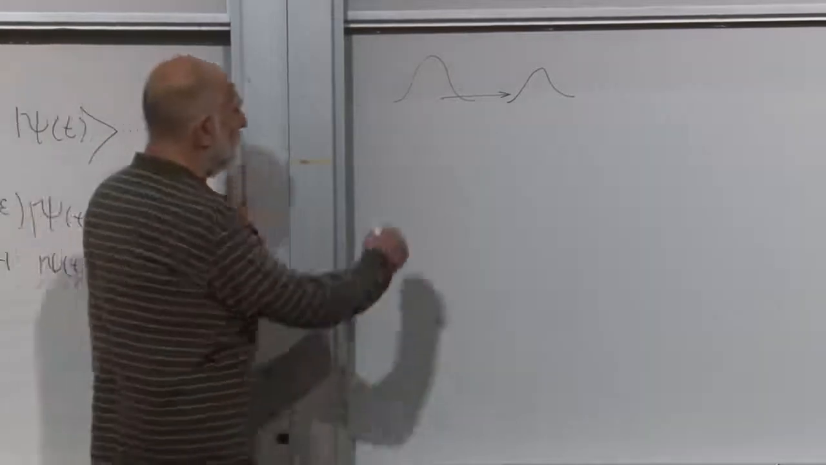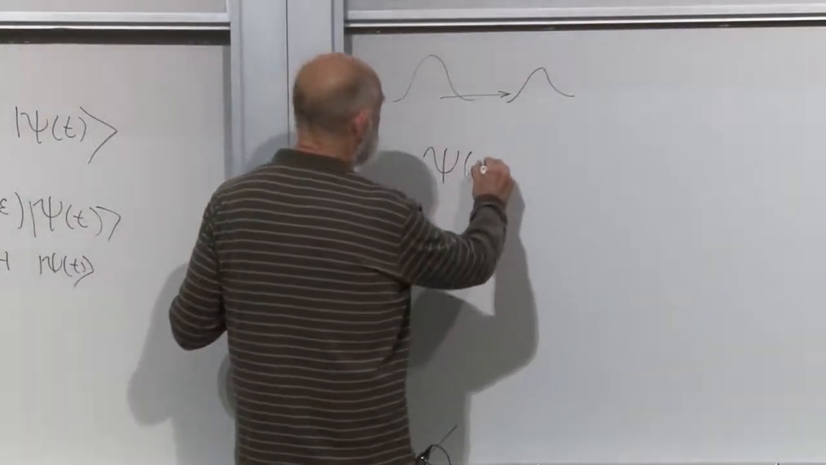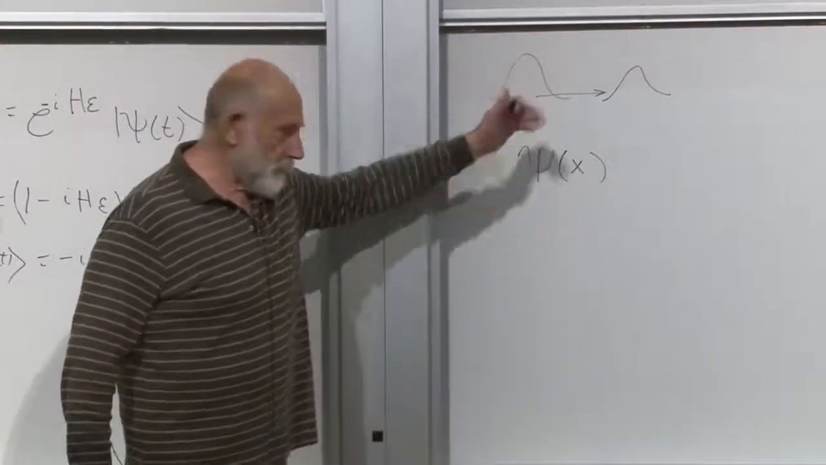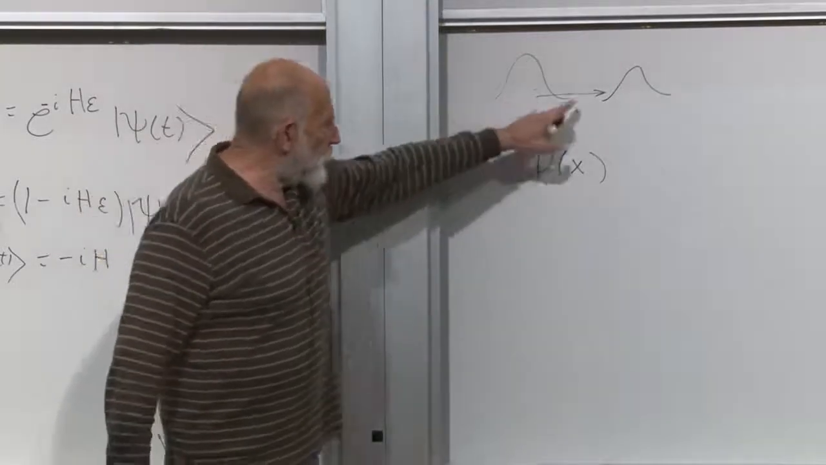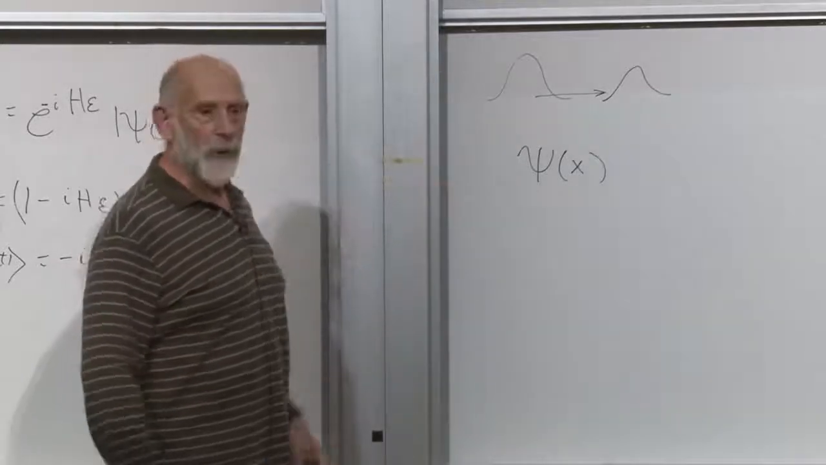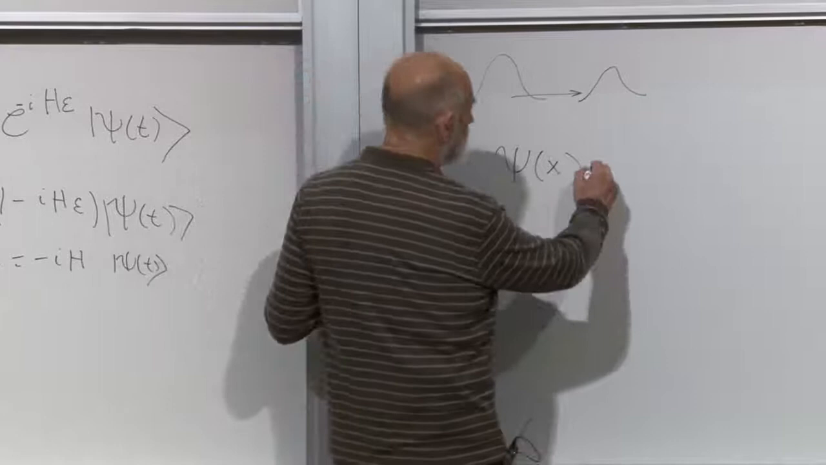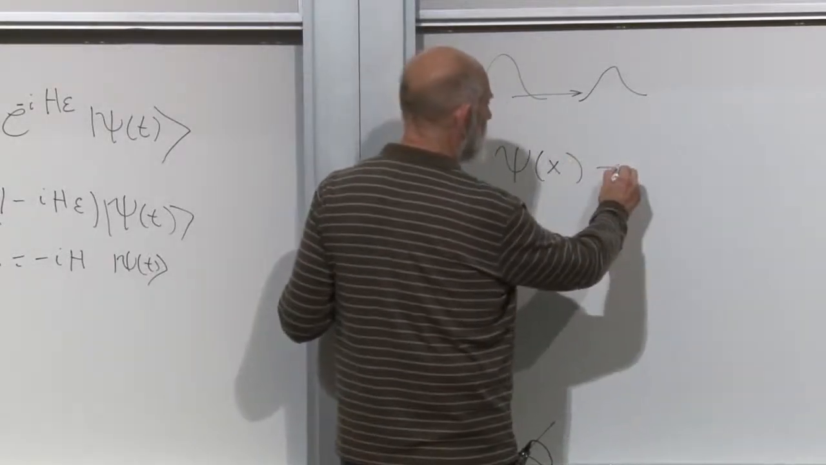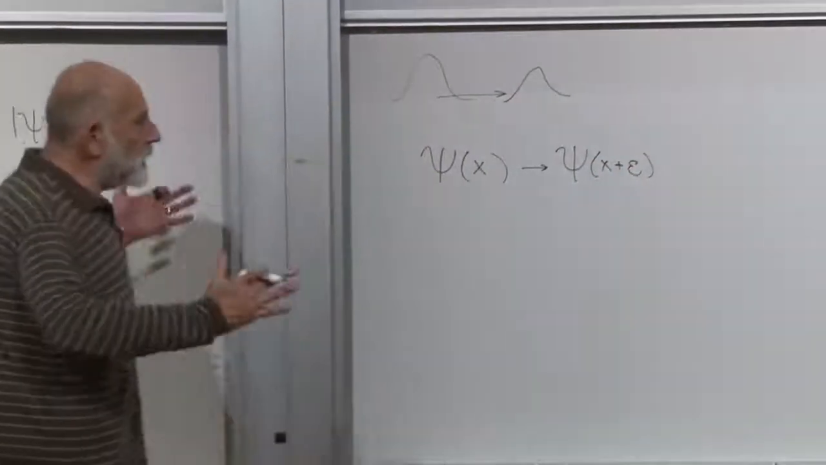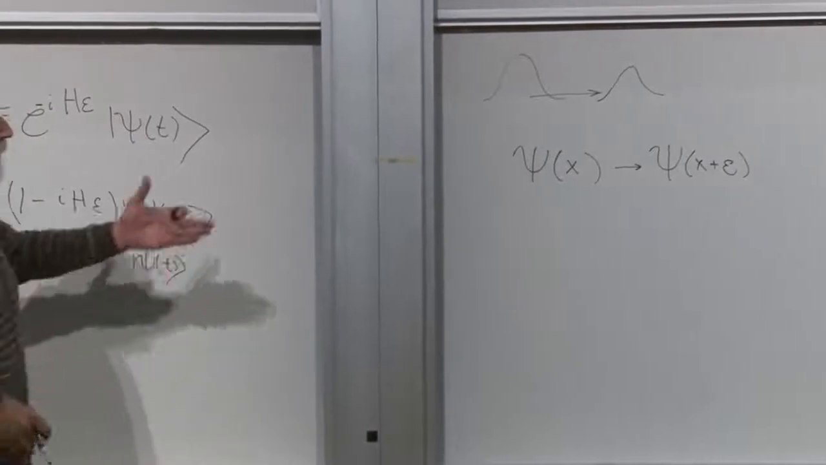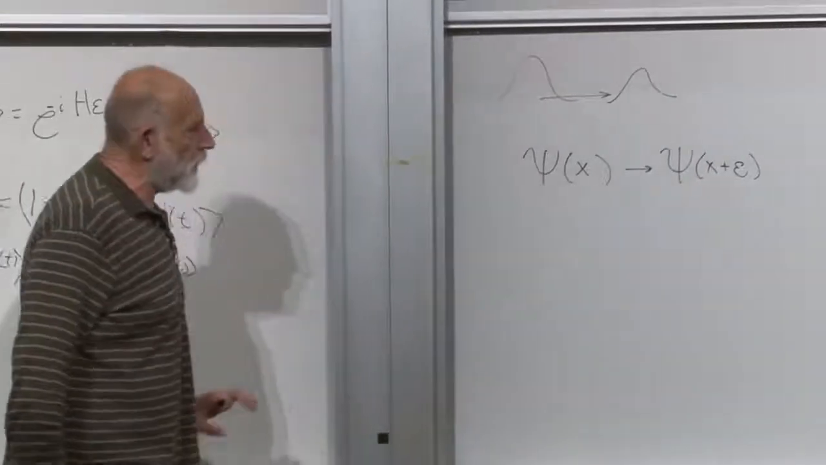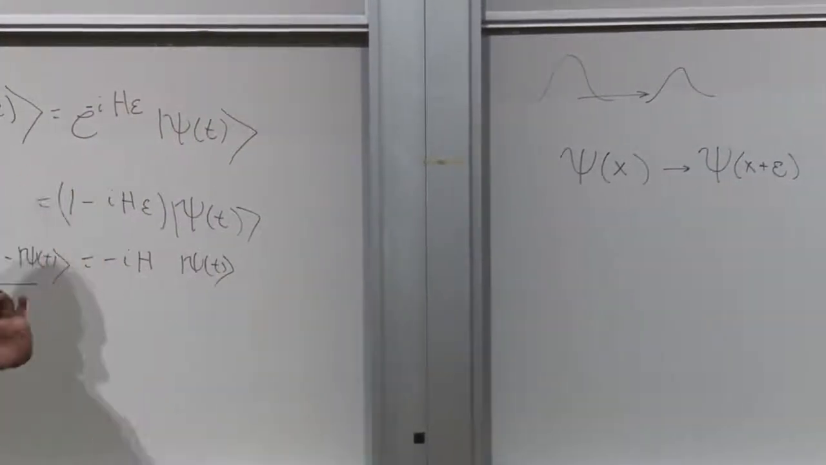If we have a psi of x, what operation do we do to translate it to a new position? We're going to take that new position to deviate by a small amount, epsilon, but we know what the answer is. The answer is psi of x goes to psi of x plus epsilon. Epsilon could be a large number, we're just translating by a large number, but specifically I want to think about the case of a small translation, translation by a little bit.